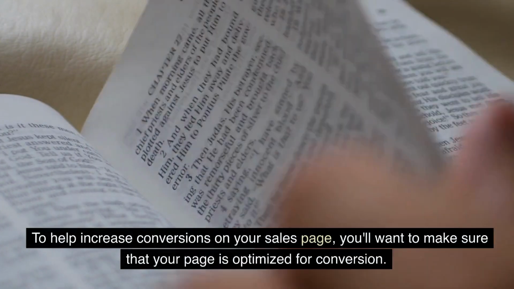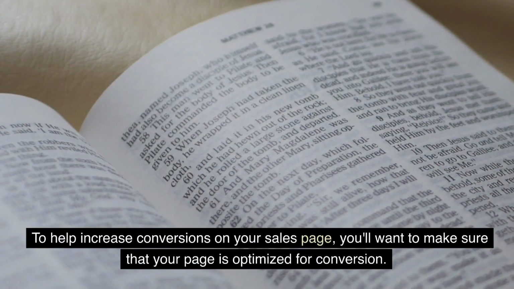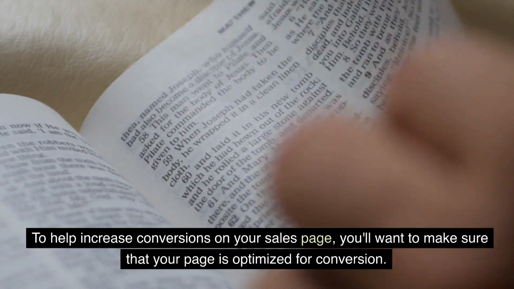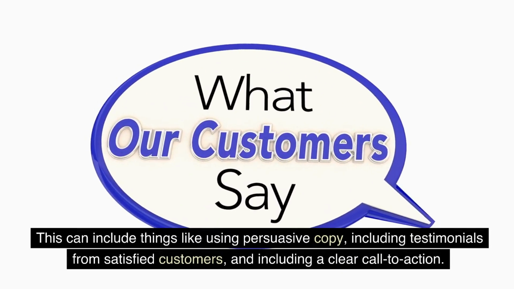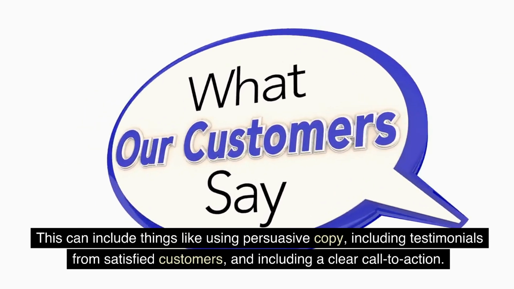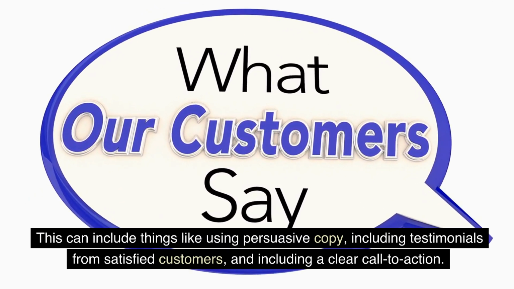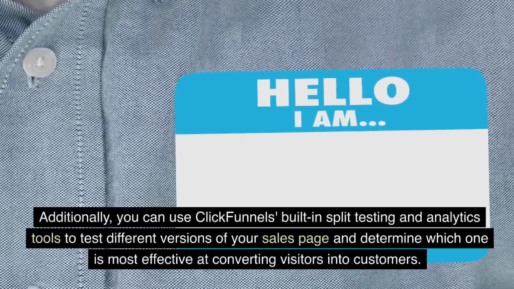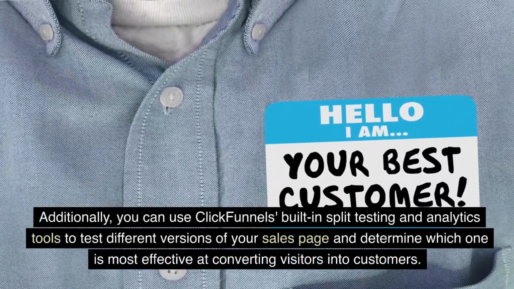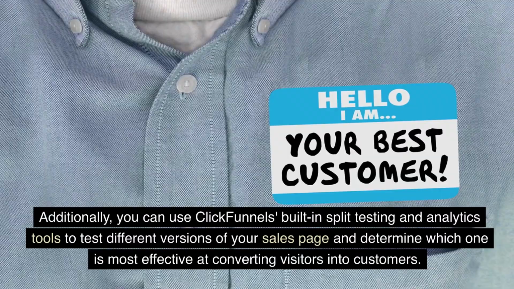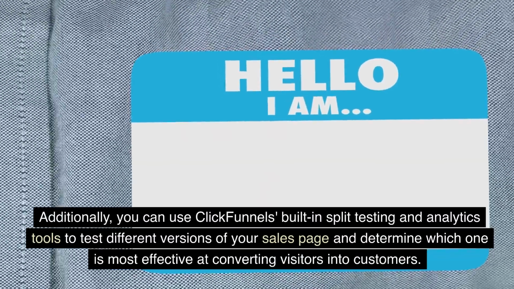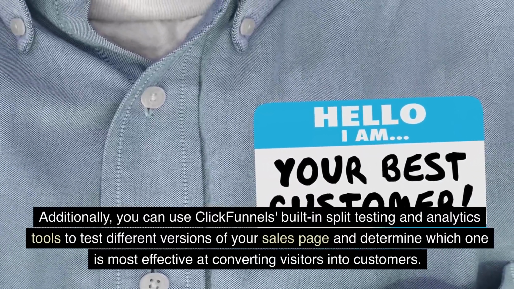To help increase conversions on your sales page, you want to make sure that your page is optimized for conversion. This can include things like using persuasive copy, including testimonials from satisfied customers, and including a clear call to action. Additionally, you can use ClickFunnels' built-in split testing and analytics tools to test different versions of your sales page and determine which one is most effective at converting visitors into customers.